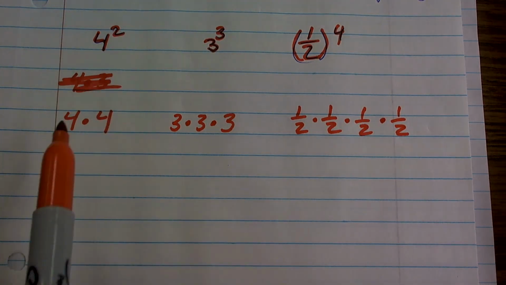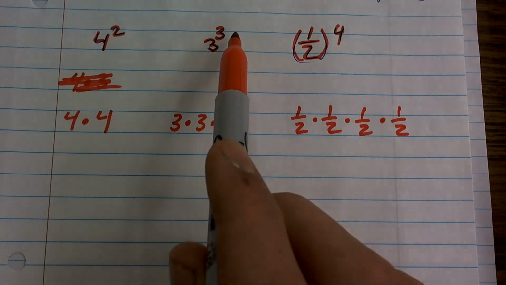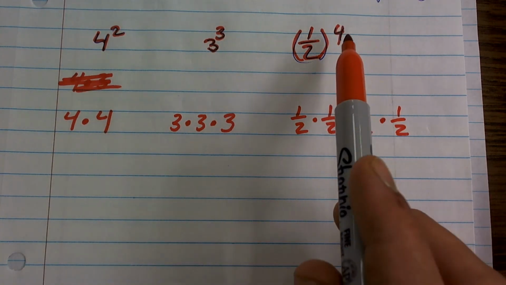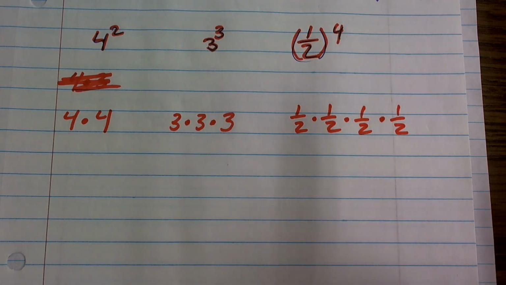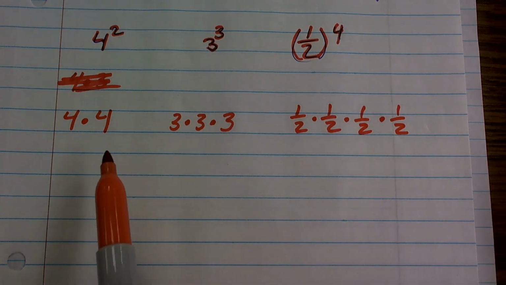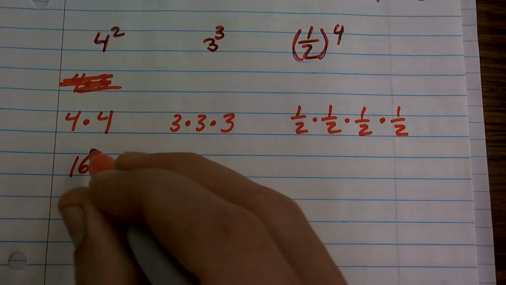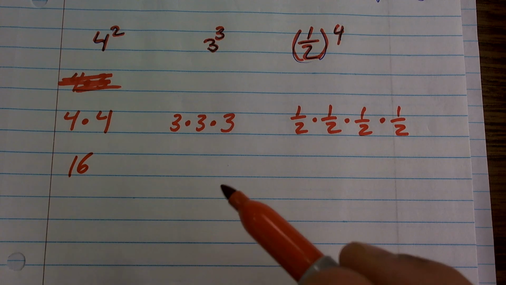So if it says 2, you multiply your base by itself twice. If it's 3, you multiply your base 3 times, and if your exponent is 4, you multiply your base by itself 4 times. And now we can just evaluate this. So 4 times 4 is going to be 16. We should remember our square numbers.